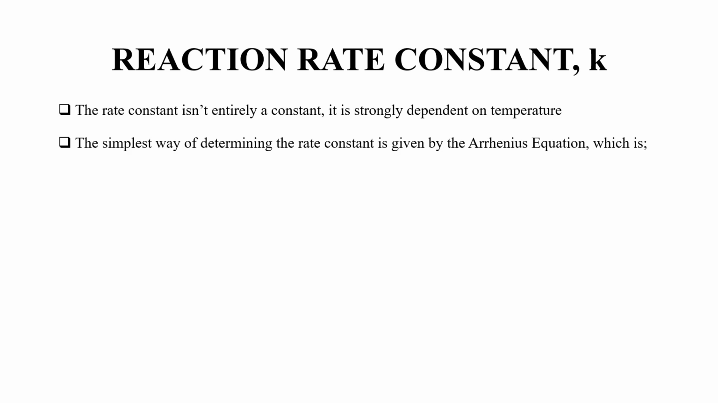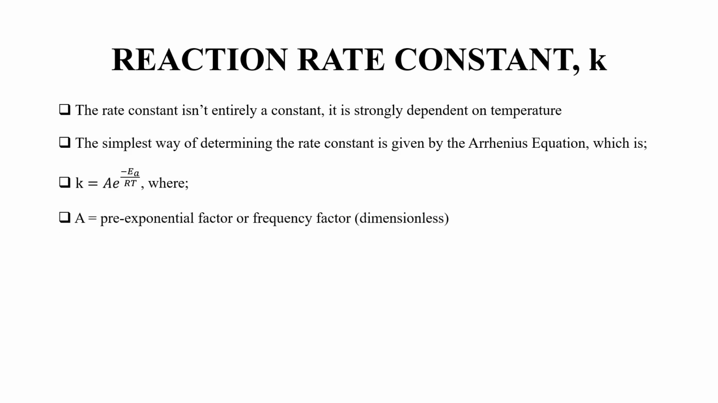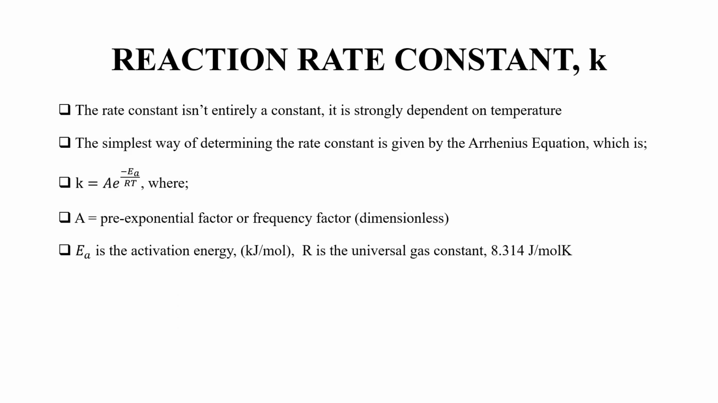So we can determine the rate constant of a particular reaction using the Arrhenius equation, which is K equals A exponential of negative Ea over RT, where A is called the pre-exponential factor or frequency factor. This is like the fraction of reactants that have been converted into products. Ea is the activation energy, which has a unit of kilojoule per mole. And R is the universal gas constant, with a value of 8.314 joules per mole Kelvin.